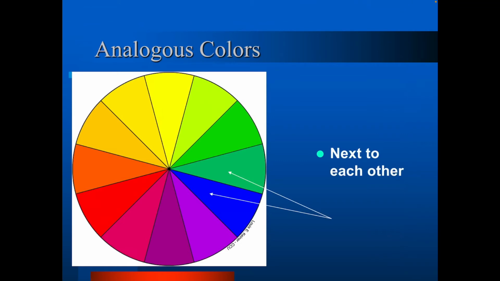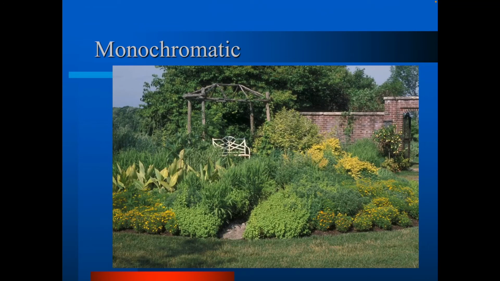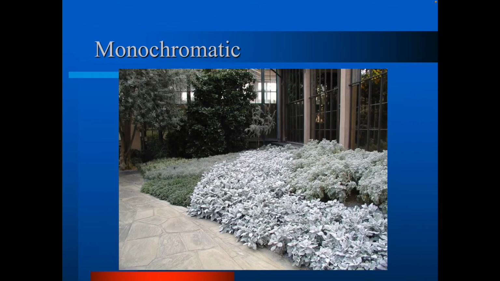And they're again next to each other on the color wheel. So here's an example of a monochromatic garden. Everything in this garden has either yellow flowers or yellow variegated foliage. Another one done in silver.